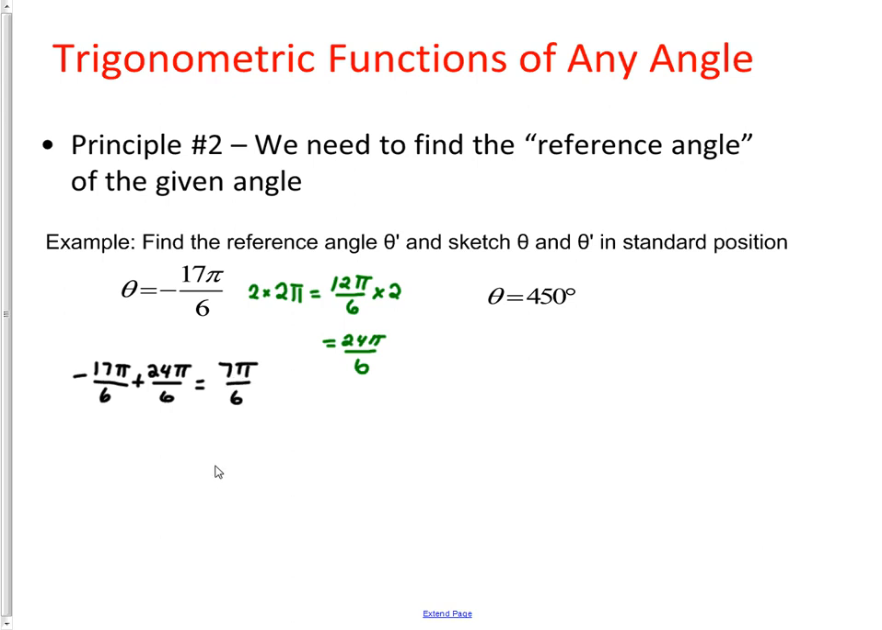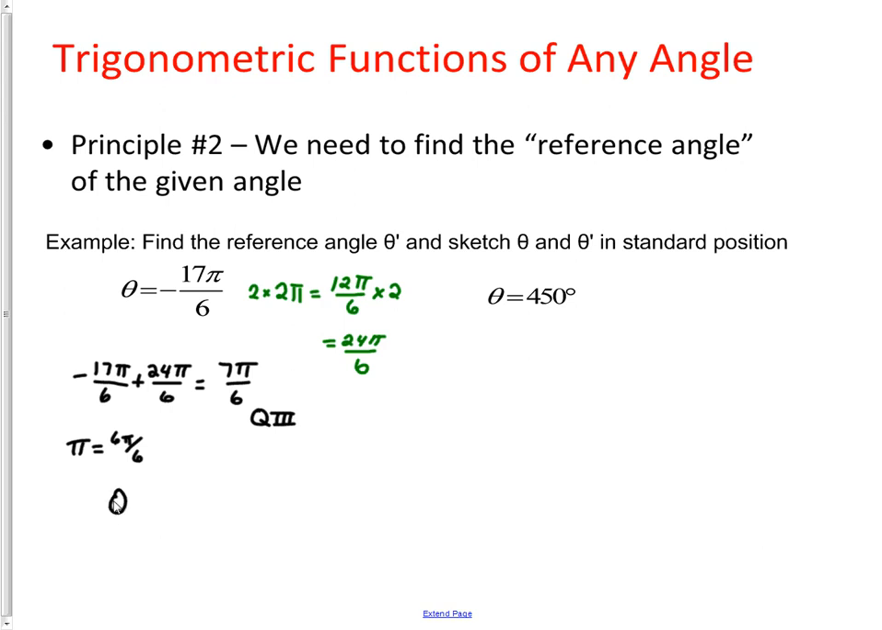So now we ask, okay, what quadrant will that be in? Well, we know that pi is 6 pi over 6, and pi is what defines our position on the negative x-axis, and so 7 pi over 6 must be in quadrant 3.